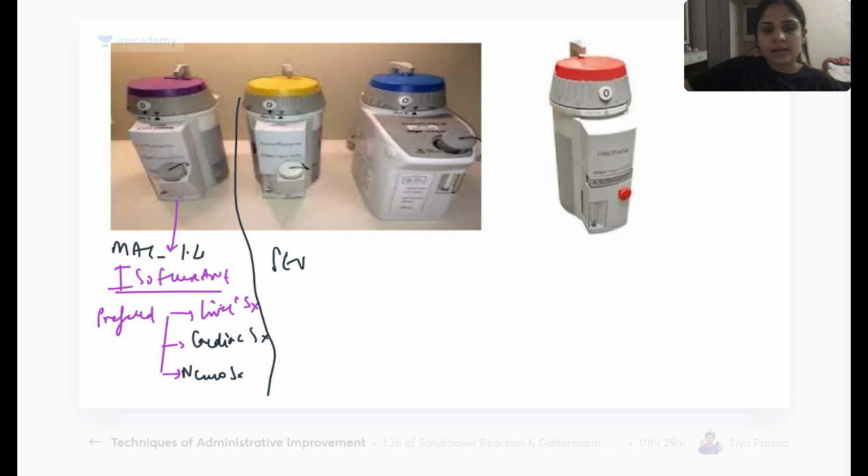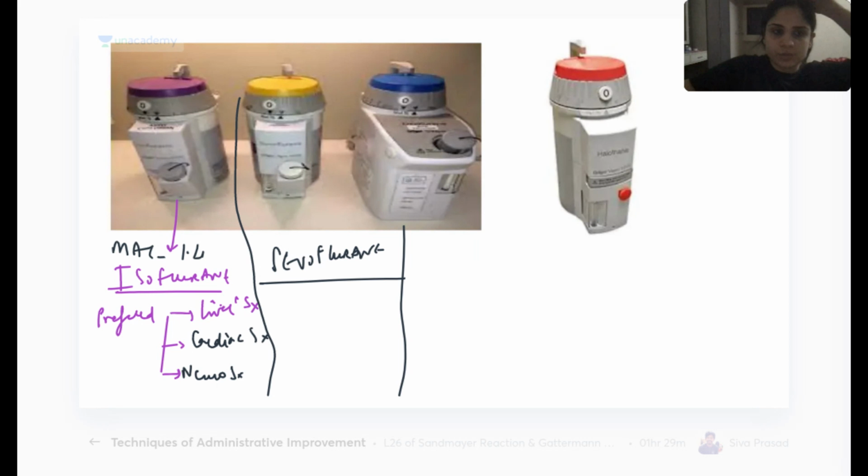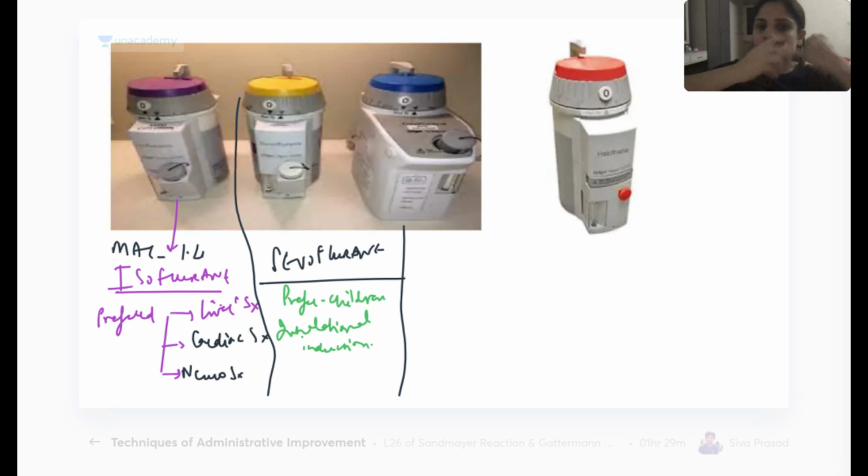Sevoflurane is the most commonly asked question in the exam. And what is the question? Where is it preferred? We prefer it in children. Why? For inhalational induction. What is inhalational induction of anesthesia? In children, they won't allow you to put an IV line. They will start crying loudly.